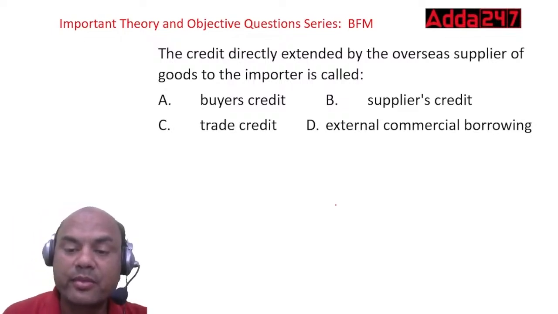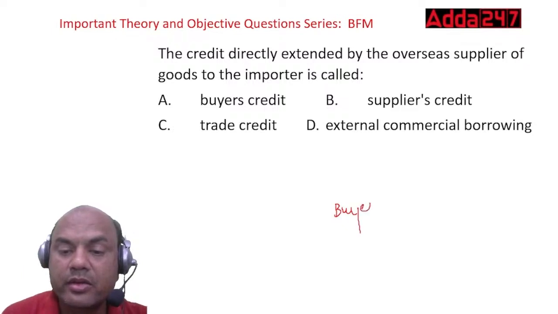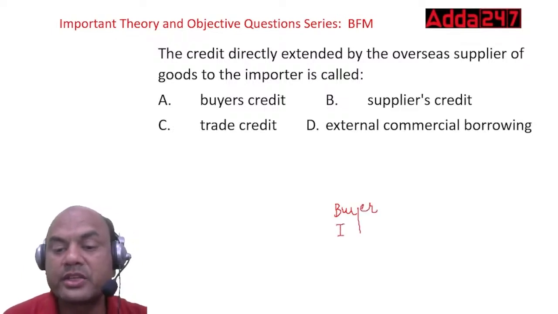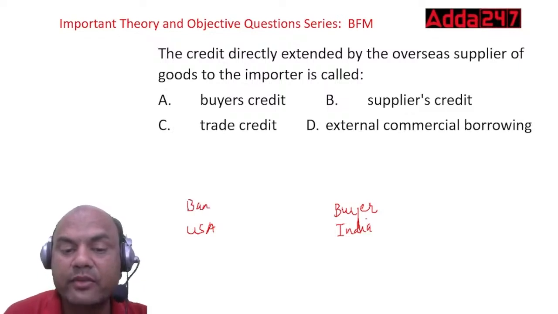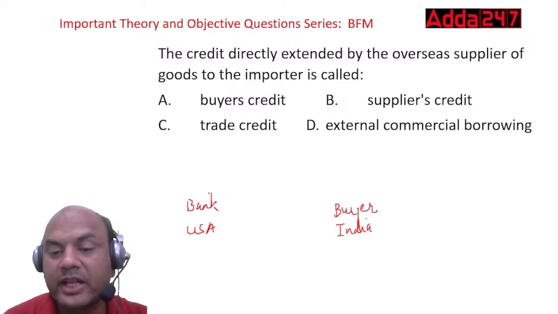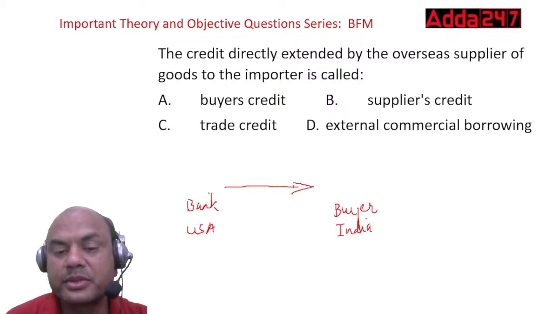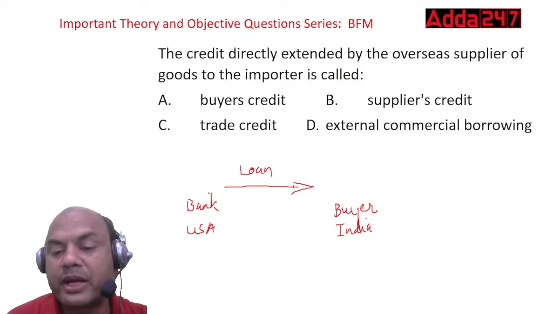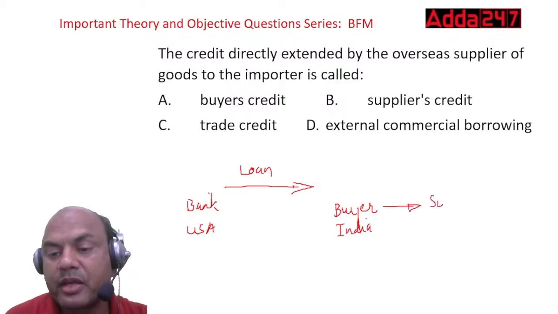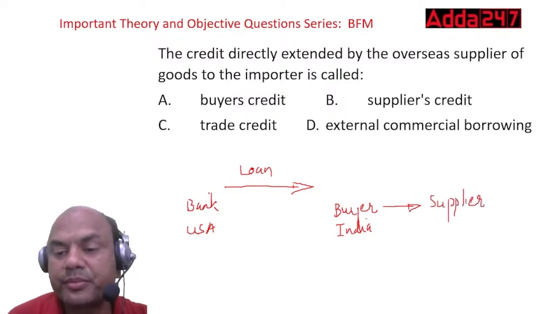Buyer was from India, right? He arranged for the credit from USA. Some bank he arranged. So the bank gave him the loan. And then what did he do? By getting this loan, suppose the loan was received from this bank in USA, this buyer paid the supplier immediately, right now, today only.